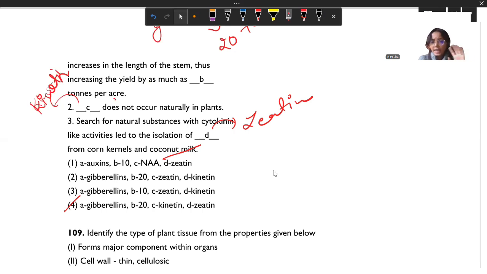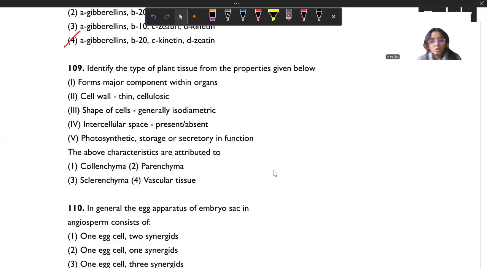So this is also directly from NCERT. This is just factual memory based. There is no concept here. You just have to read NCERT, remember, and vomit in paper. That's it. Okay, so let us move on to the next question, 109. It says, identify the type of plant tissue from the properties given below. This is from your anatomy of flowering plants chapter. Very easy, very easy. Let us read.